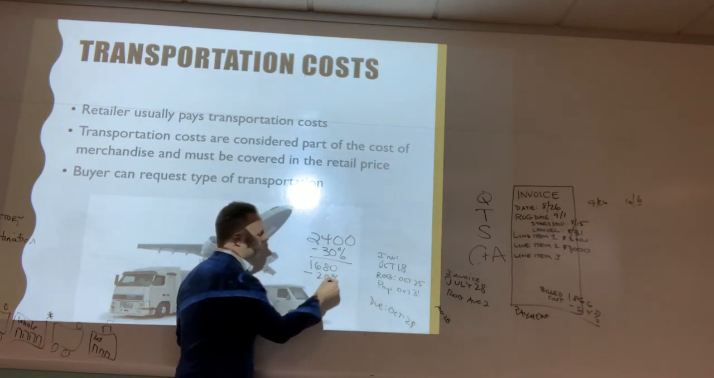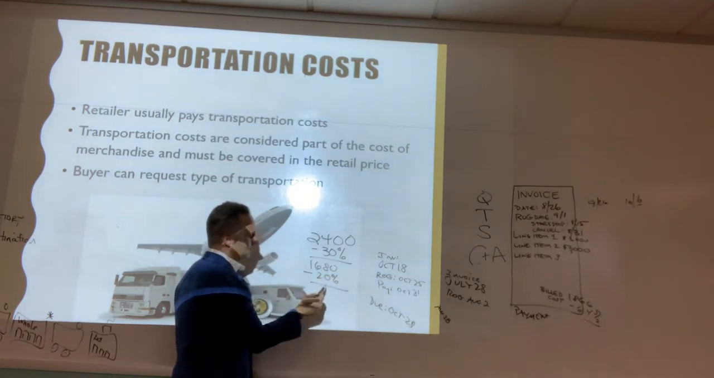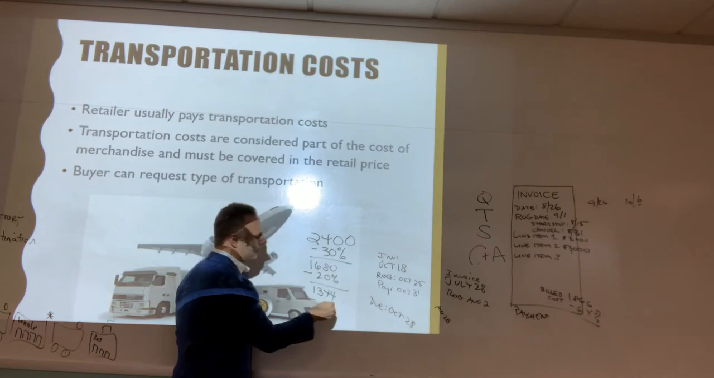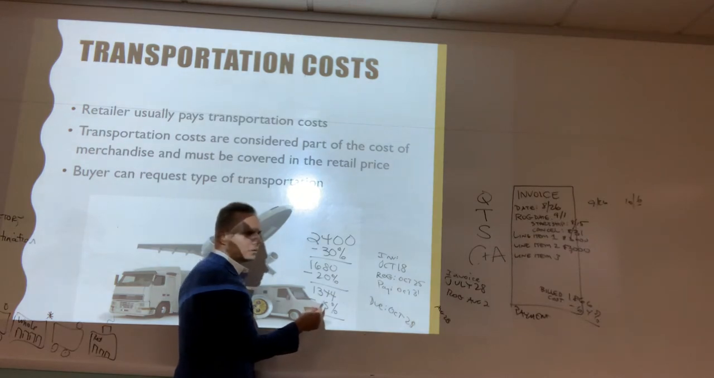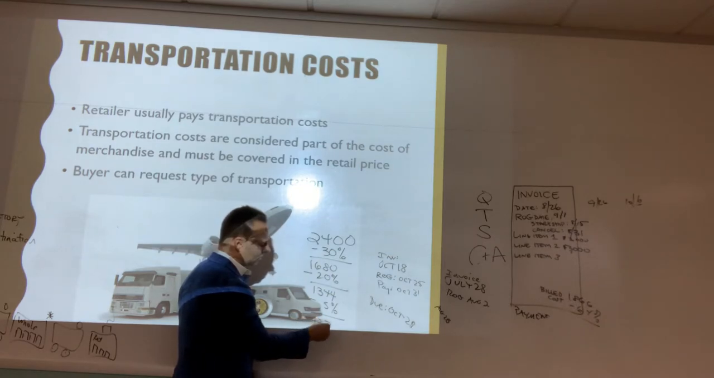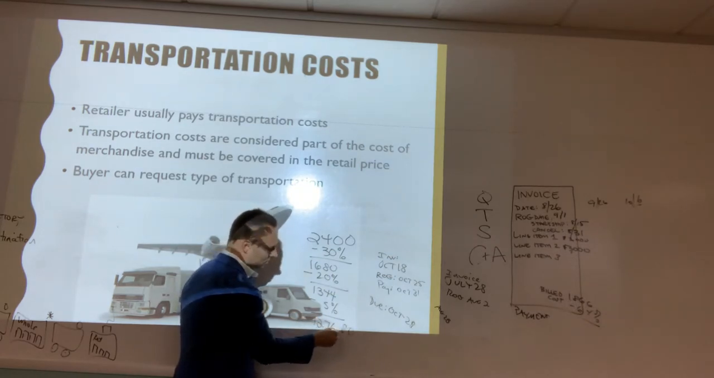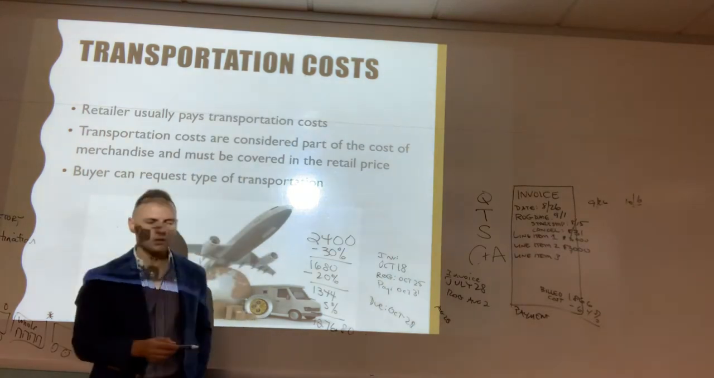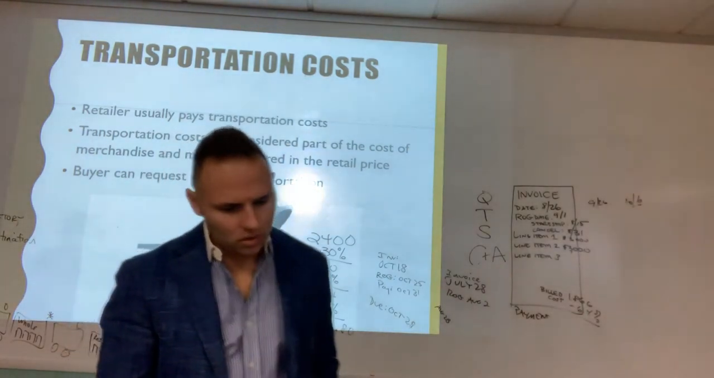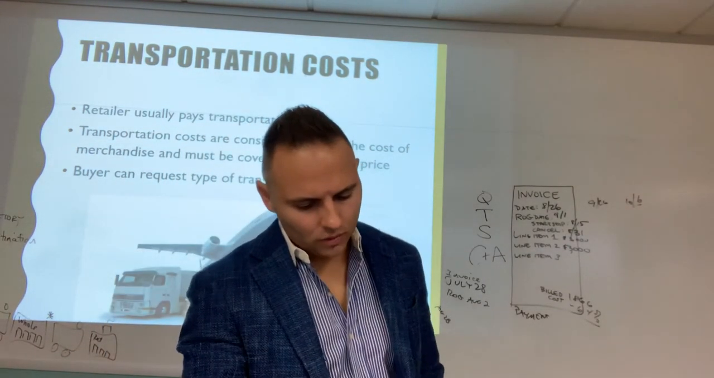20%. Give me that. 1,344. And then give me the 5. Is it 5? Yep. Okay. What'd you get? 1,276.80. All right. So we took our quantity, we took our trade.